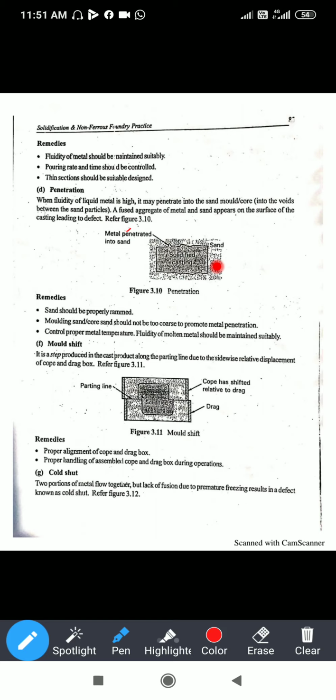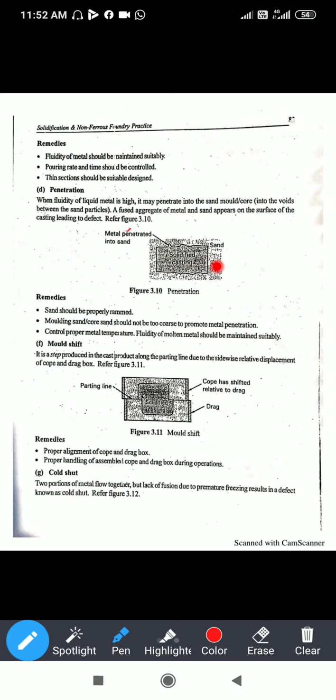For that reason, the remedies you have to follow are: the sand should be properly rammed, it should be hard when rammed. The mold sand should not be so coarse as to promote metal penetration. The sand should be such that it does not promote the molten metal to enter. The mold cavity walls should be plain, they should not be rough. If they are rough, the molten metal may enter the mold walls.